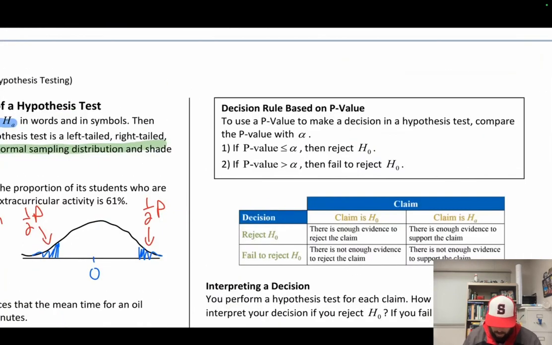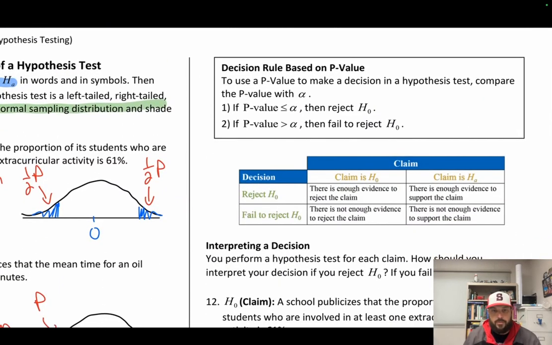All right, so let's look now at how we make decisions based off of this. In order to use our p-value to make a decision in a hypothesis test, we want to compare the p-value with our alpha. The big thing is if the p-value is less than alpha, we're going to reject our null hypothesis. But if our p-value is greater than our alpha, we are going to fail to reject our null hypothesis.